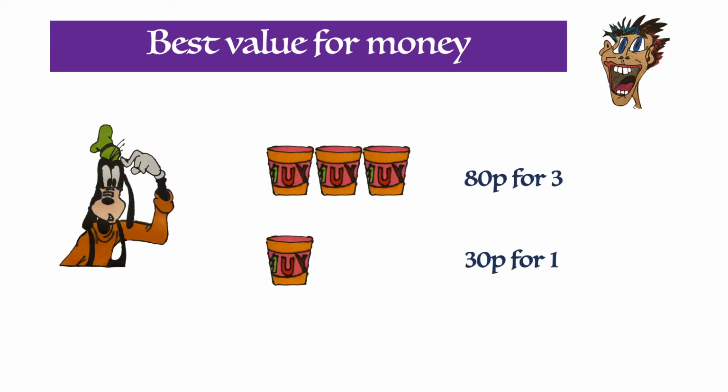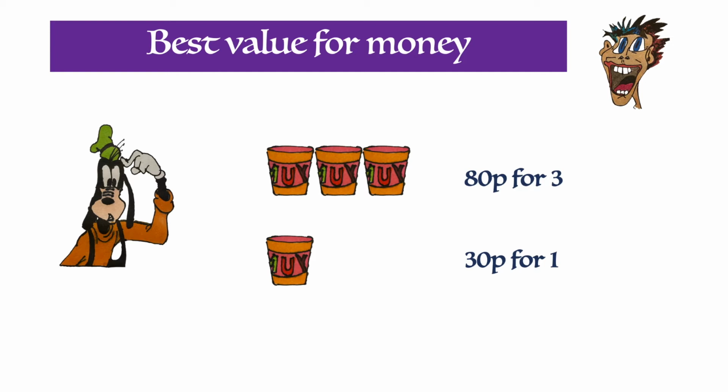So here we have Goofy looking at two types of yogurt prices. You can buy 3 for 80p or 1 for 30p. And he's trying to work out what's the best deal. I wonder what you think would be the best deal? Would it be better to get those 3 for 80p, or would it be better just to buy 3 lots for 30p?